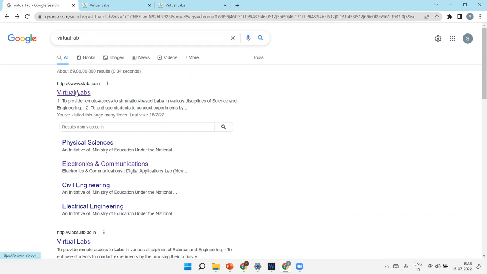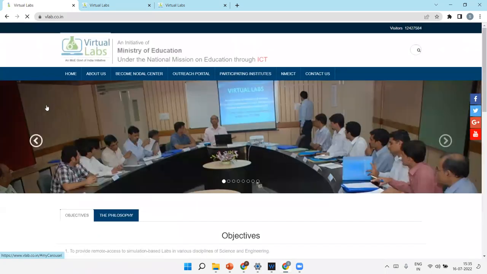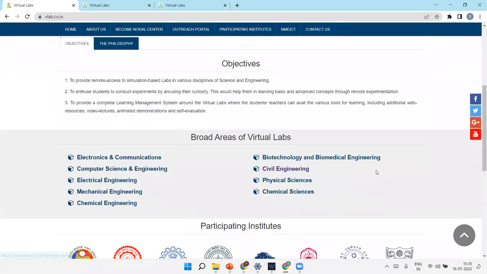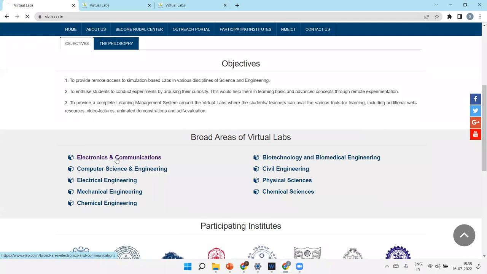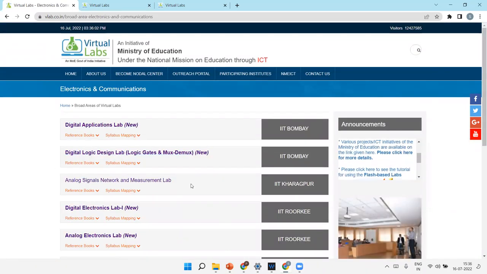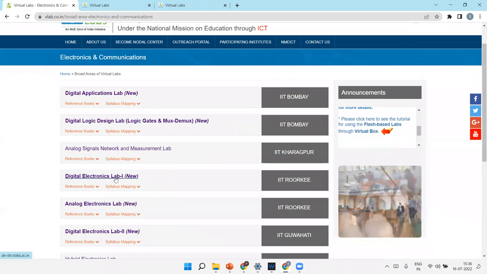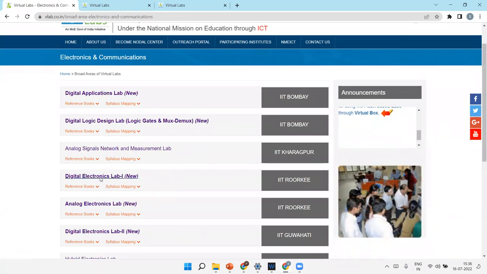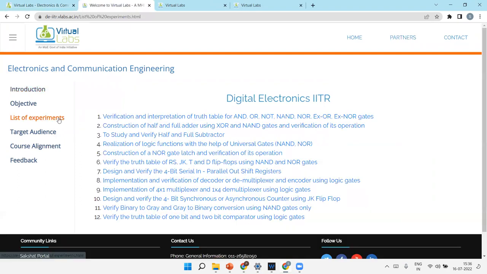Click on virtual lab. Okay, if you click it, wait a minute. There are different areas covered by the virtual labs. I'm clicking on electronics and communication. And there are different labs designed by different IITs. Okay. So I'm clicking on digital electronics lab run by IIT Roorkee. Click on it. This is a list of experiments, 12 experiments.